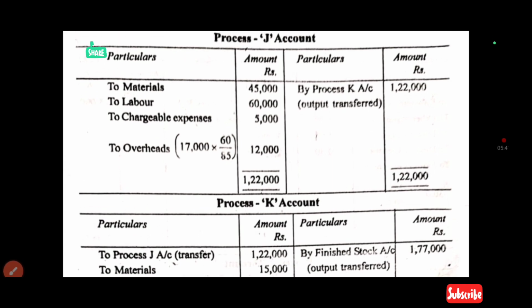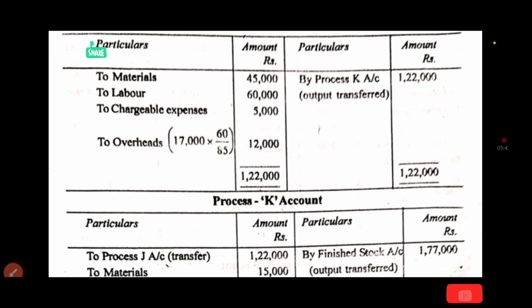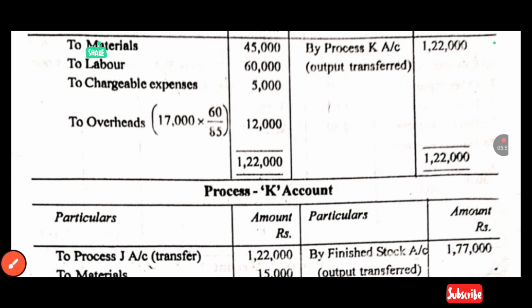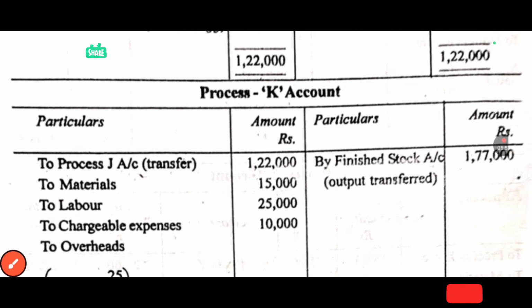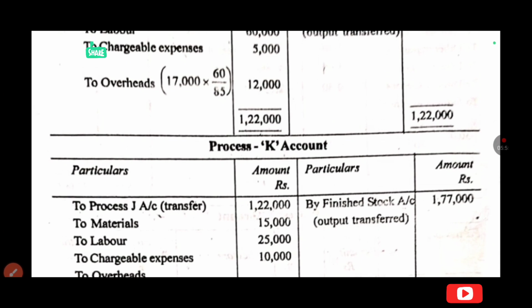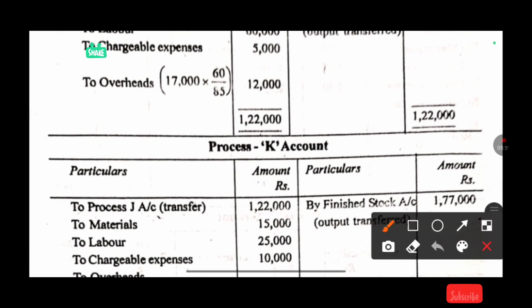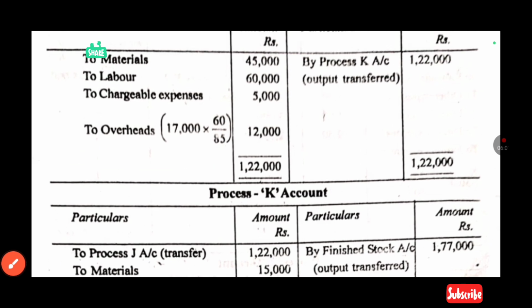Now we are going to prepare process K account. Let's write the heading. The heading is process K's account. You know the format already; I explained the format. After you enter the format and the heading, first of all, what you are going to do: the previous process output is to be entered as the input for the current process. That means process K.